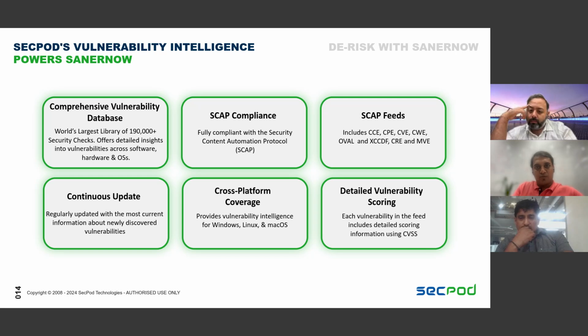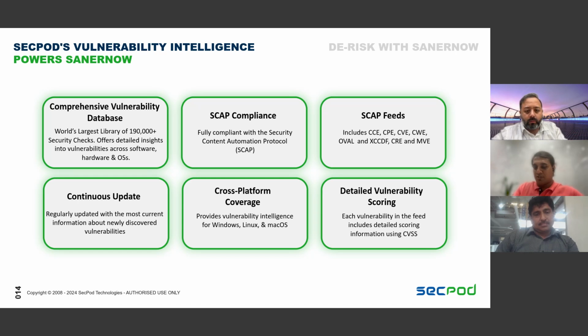So our intelligence library is one of the largest in the world, with over 1,75,000 security checks. It has increased now. Now it's 190,000, right? Close to 2 lakhs, I can say, because every day we are covering so many things, and now it is 2 lakhs.